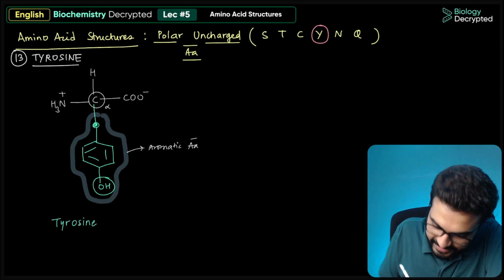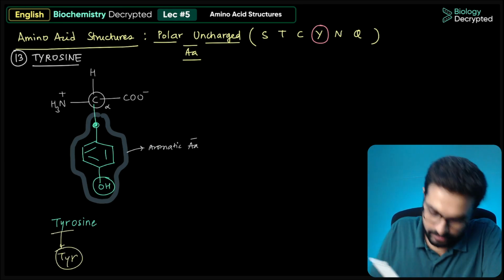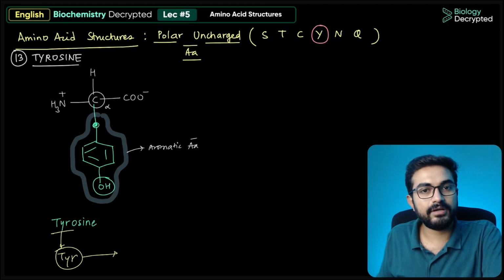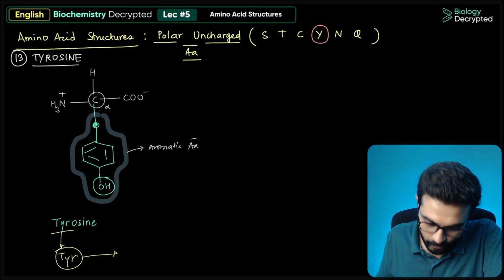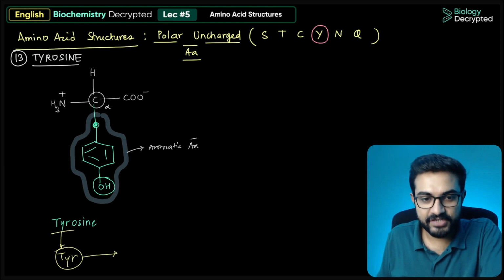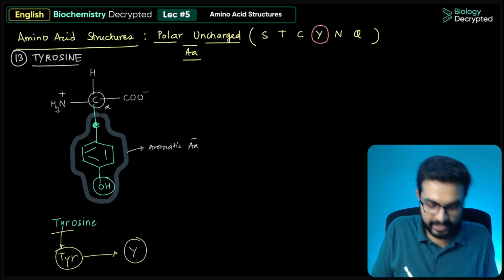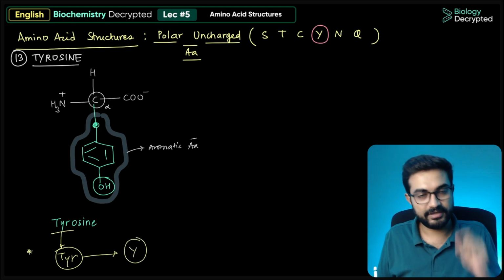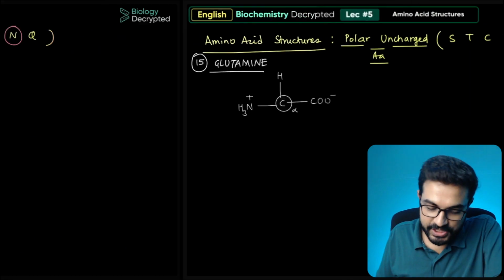You'll take the first three letters, and this will be the three-letter code TYR. And now this will be different. Already threonine has occupied T. Now what will you do? You will shift to the next letter, that is Y, and this is your one-letter code. Again, this is a bit peculiar. Remember this. Now let's move to asparagine and glutamine.